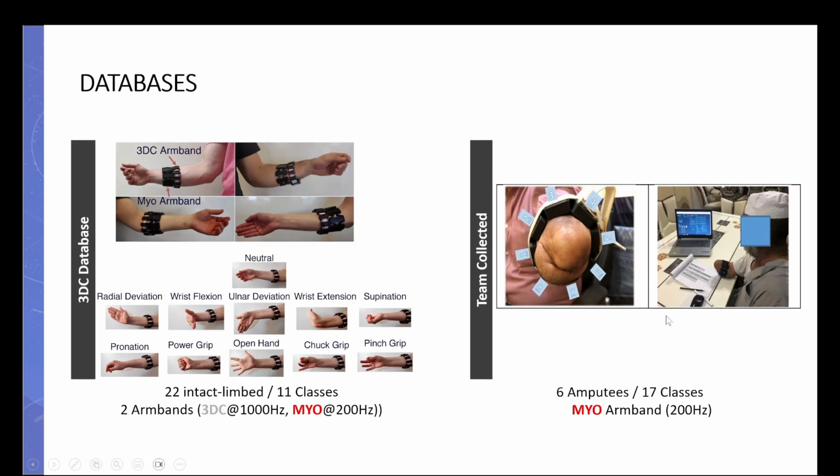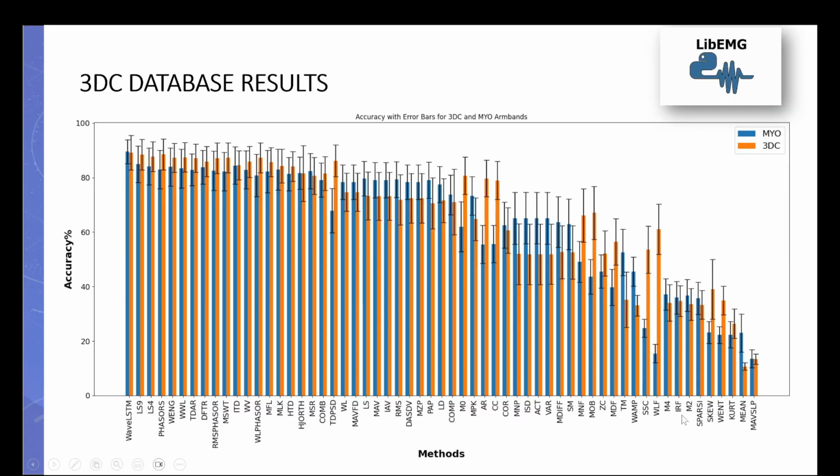On the other hand, we collected our own data from amputees, 6 amputees, performing 17 classes of movement, of course, imagining or performing that with the remaining muscles, residual muscles after amputation, as you can see over here. And this was done by using the Myo armband with 200 Hz.